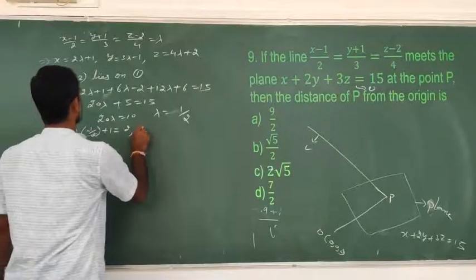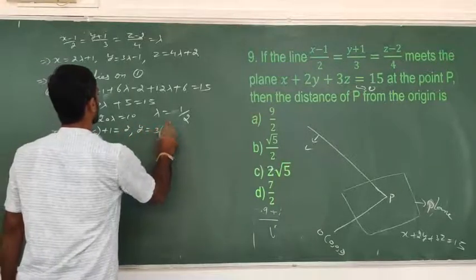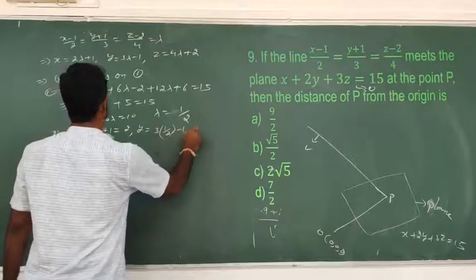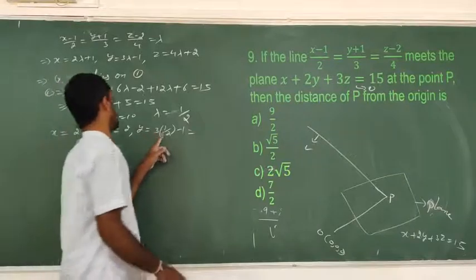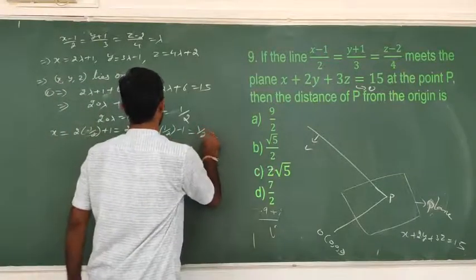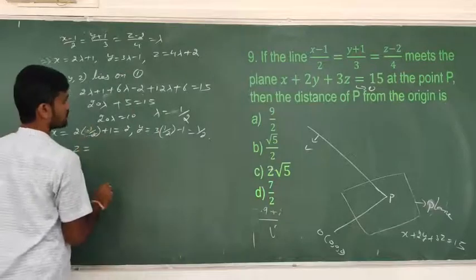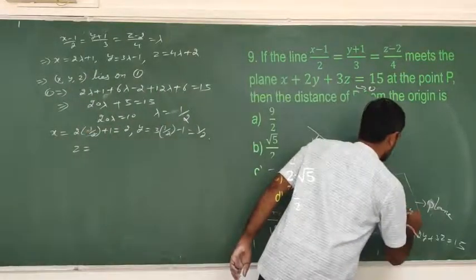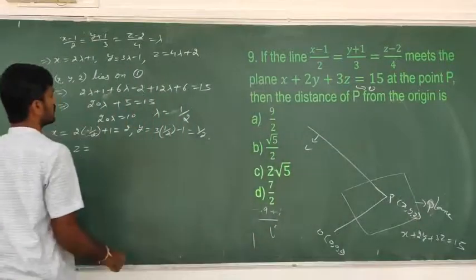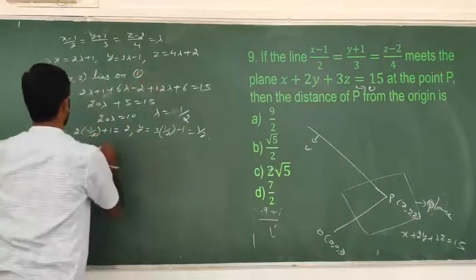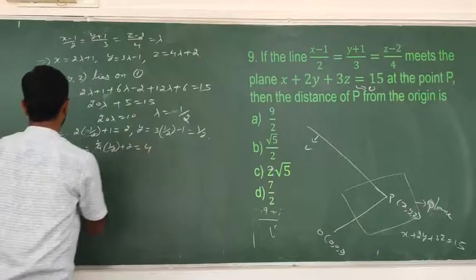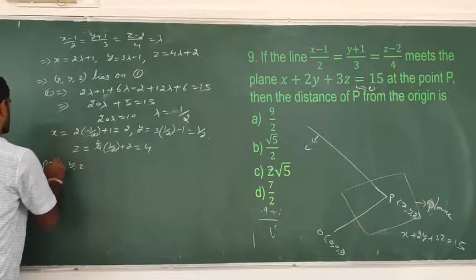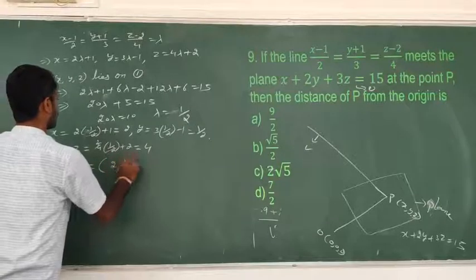Similarly, the value of y is 3 into 1 by 2 minus 1. So then 3 2s are 2, 3 minus 1, that is 1 by 2. And the value of z, this is P of x comma y comma z. The value of z is, lambda is 1 by 2, 4 into 1 by 2 plus 2. So that is 2 1s are 2, 2 2s are 2, 2 plus 4. Therefore P, x comma y comma z, is equal to 2 comma 1 by 2 comma 4.